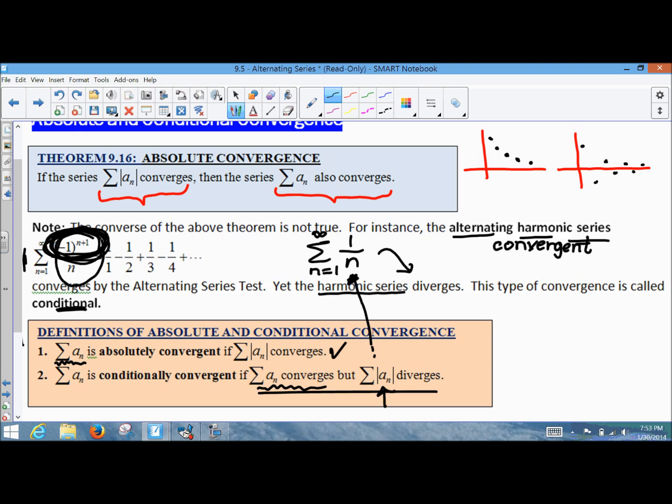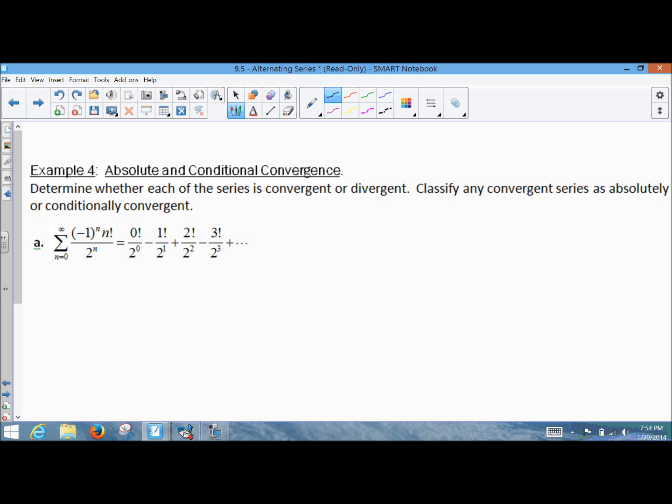I know it seems a little confusing, but when you practice it and look at several different kinds of examples, you'll start to feel a little bit better about it. So if we take a look here at our first example, determine whether this series is convergent or divergent.